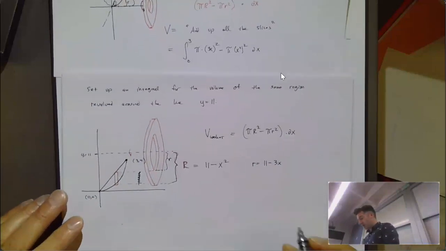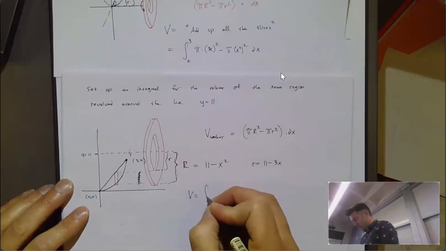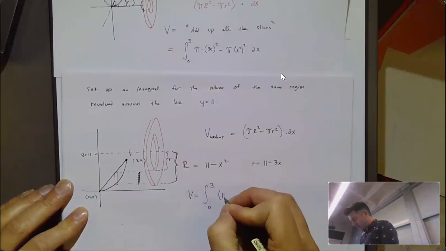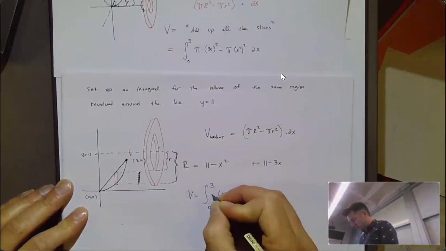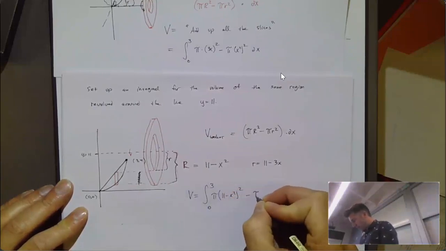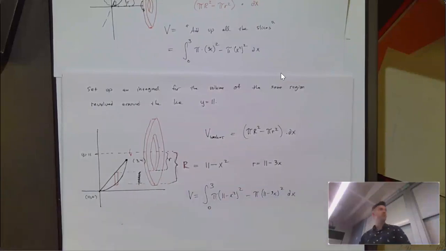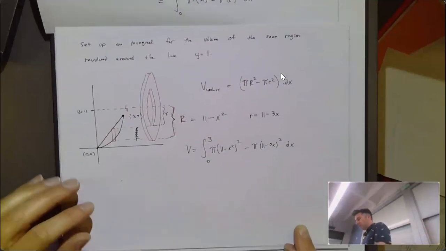So if we set this one up, the total volume is going to be the integral still from 0 to 3, but now it's going to be the integral of pi times (11 minus x squared) squared, minus pi times (11 minus 3x) squared. Which is a terrible thing to calculate, right? You have to multiply it out, subtract stuff, do the integral, but it's not too hard to set up. So let's look at one more version of this particular one.